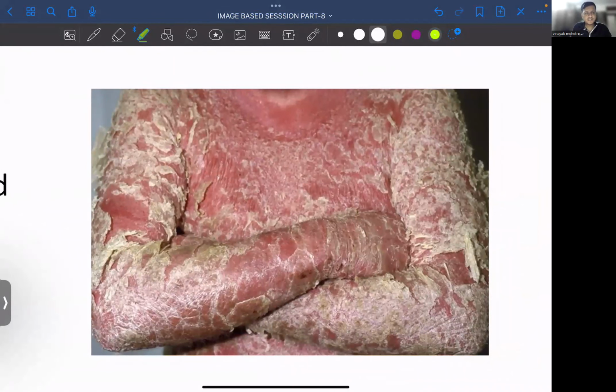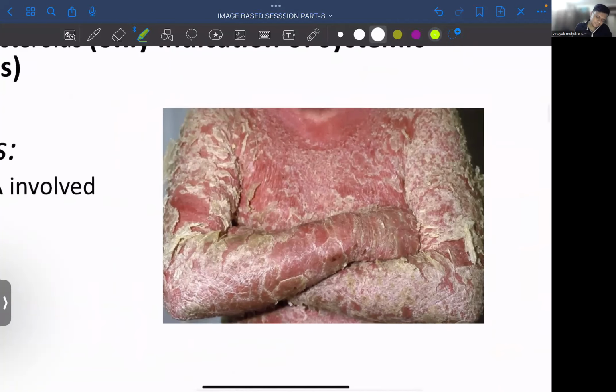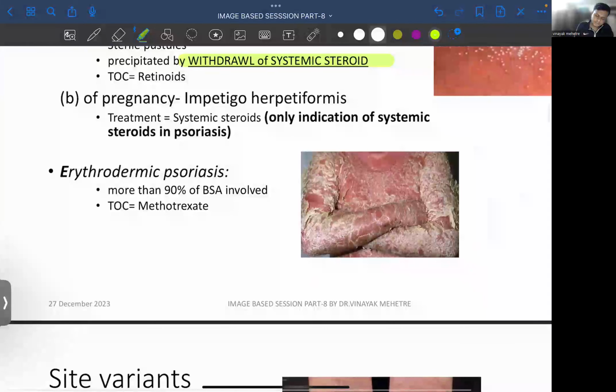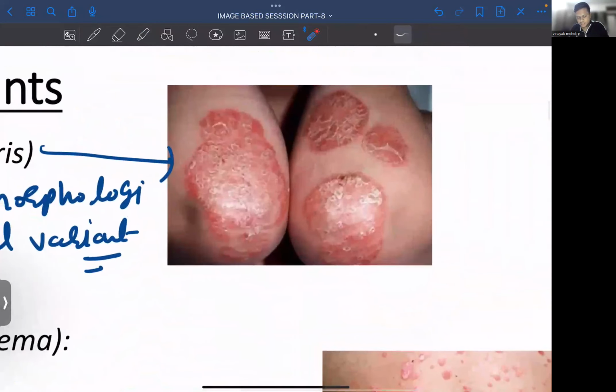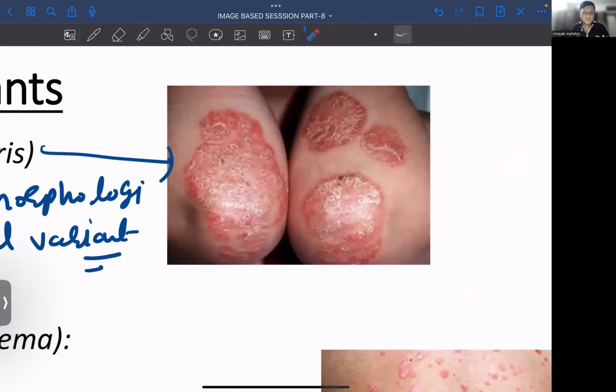Silvery white scale all over the body is called erythrodermic psoriasis, right? These were the morphological types and variants. First one, if you are not able to understand, take your time. This is important in psoriasis. First one is it looks vulgar on elbows.